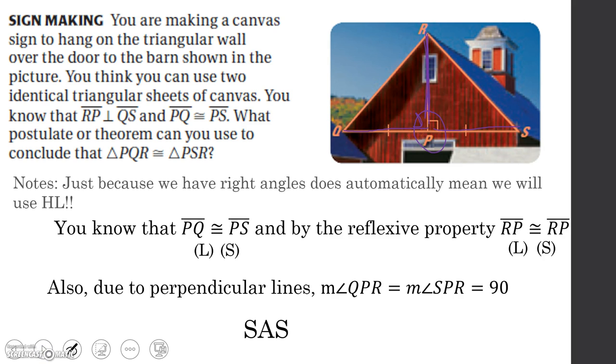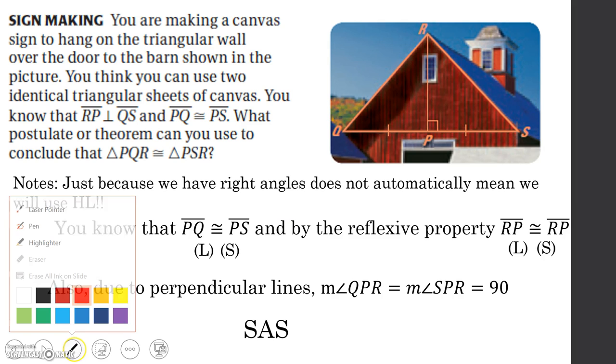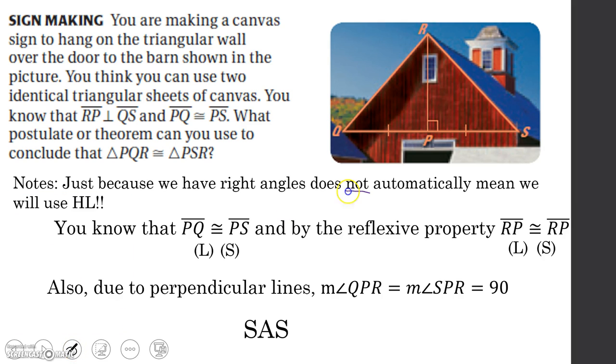So get this written down somewhere: just because you have a right angle does not automatically mean we will use HL. Just because we have right angles does not automatically mean, and again I want to emphasize that, we're using hypotenuse leg. However, if you have a right angle and you find yourself writing down SSA, the backwards of SAS, then it's probably going to be a hypotenuse leg. So keep that in mind.